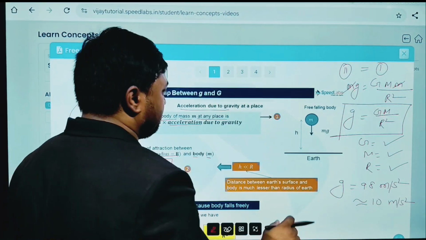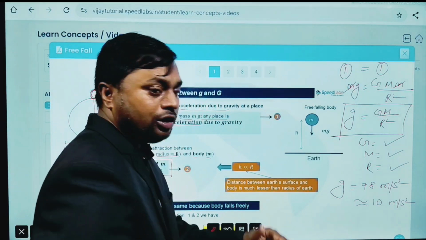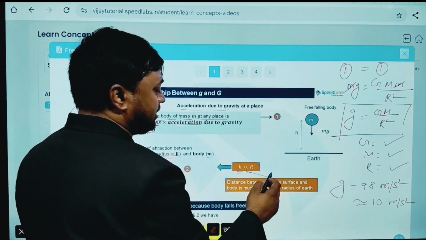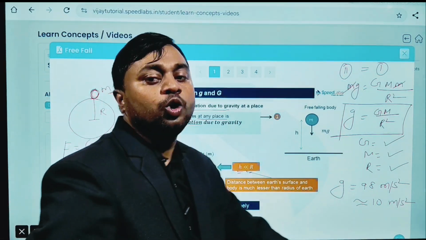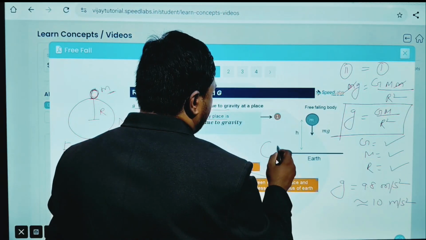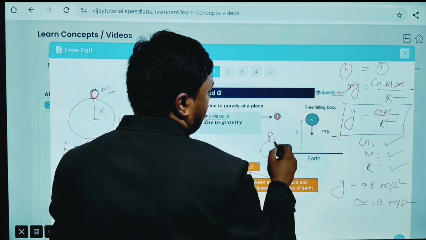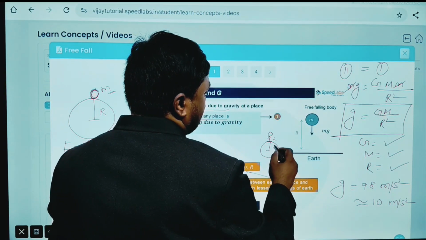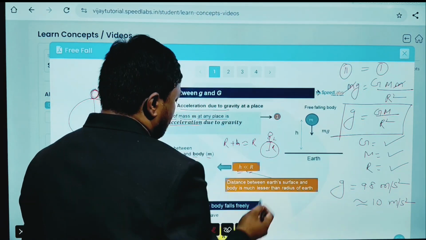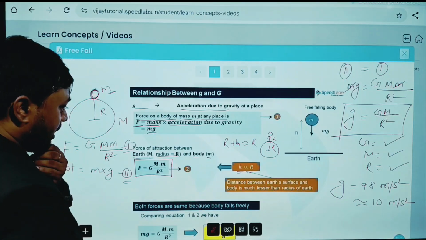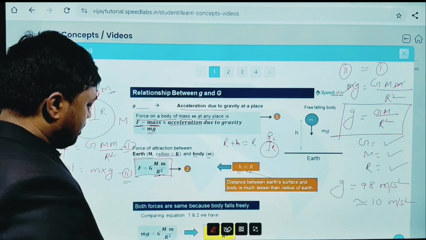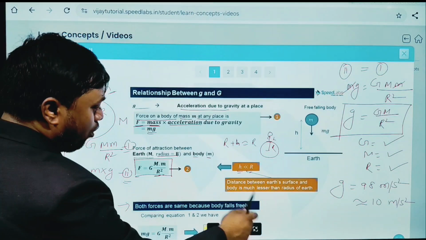Okay, now consider that the body is on the surface of the earth, means it is not at some height. Okay, so height of the body is far less than the radius of the earth, means it is just close to the surface of the earth. See, this height is very small compared to the radius. Okay, so we can write r plus h is approximately equal to what? R. Yes or no? That's why we can write distance is, not r plus h, just r square. So both forces are same because the body falls freely.